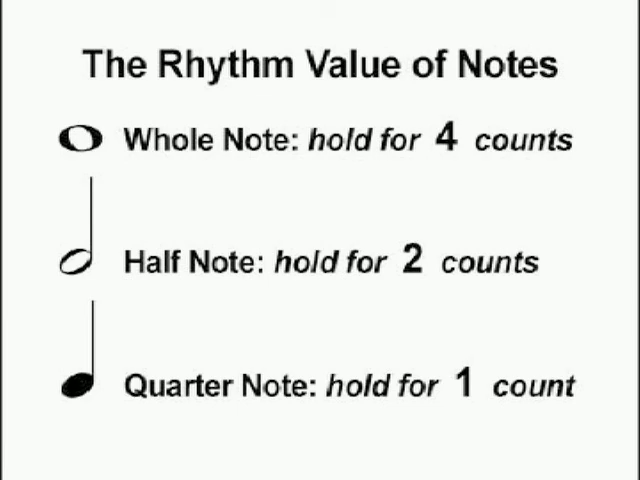Half note looks similar to the whole note, but has a vertical stem that could go up or down depending on where it is on the staff. The half note is held for 2 counts, or half of the measure. When the half note is played, count 1, 2. Release the note after you've said 2.